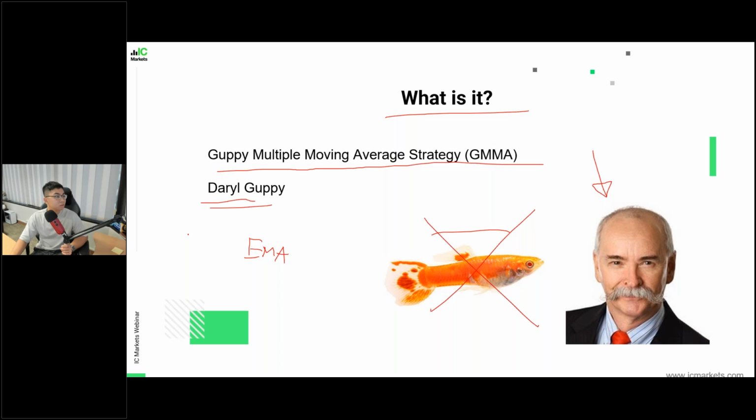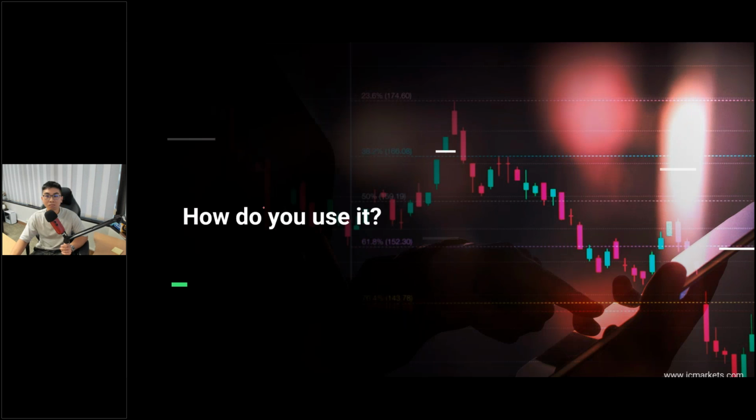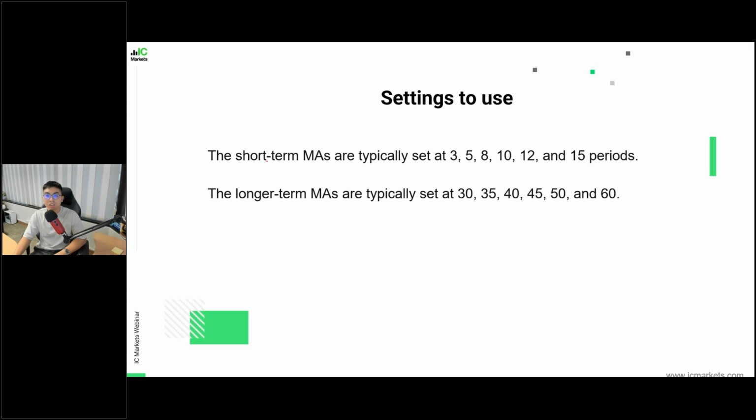Okay, let's continue. How do we use it? The short-term moving averages are set to all these numbers, but I'll show you the indicator on TradingView. The long-term moving averages are set to this. So you do not have to set anything when we get the indicator on TradingView. It's already all set by default to those values.